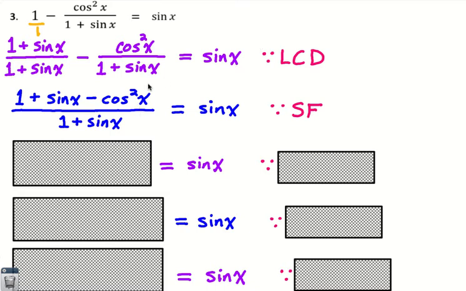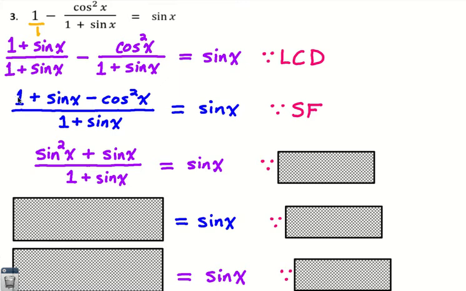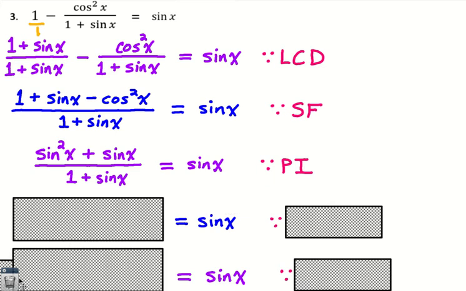And now what? Well, I hope looking at this makes you think of the Pythagorean identity, and when you combine it with 1 minus cosine squared, this 1 minus cosine squared can be switched out with sine squared, so that's the Pythagorean identity.